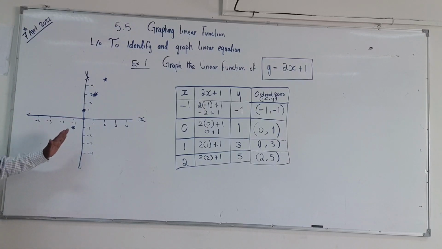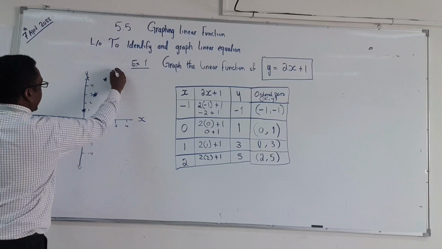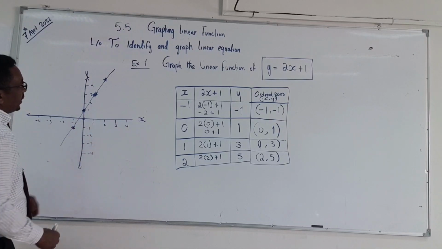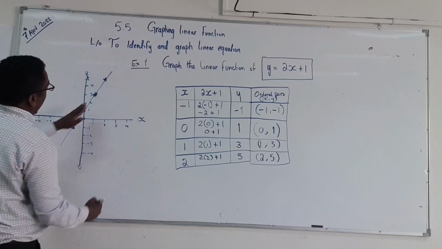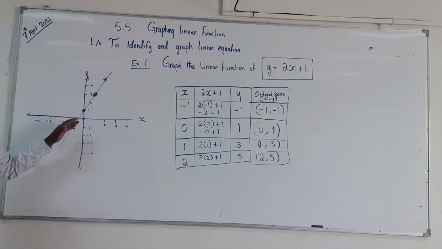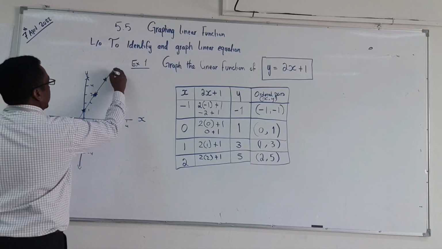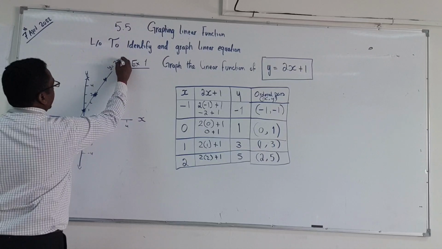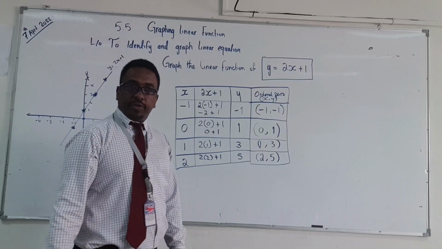So now if you look at it, it's all in a straight line. Then you have to line them up and draw a line. It's much better to use a ruler so you line it to be straight. Are you with me, girls? Yes. Good. So now we can label this the linear function of y equals 2x plus 1. Does that make sense, girls?